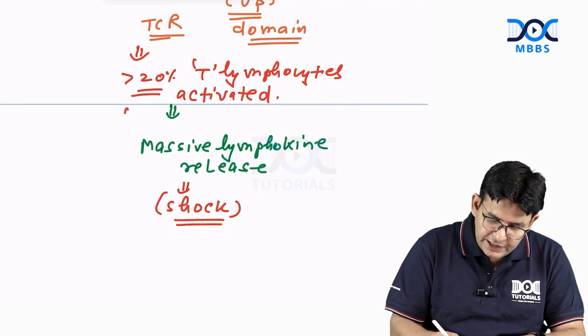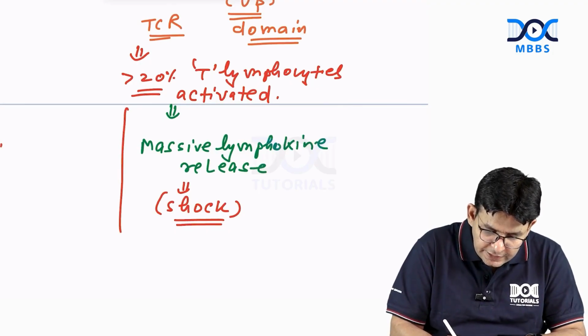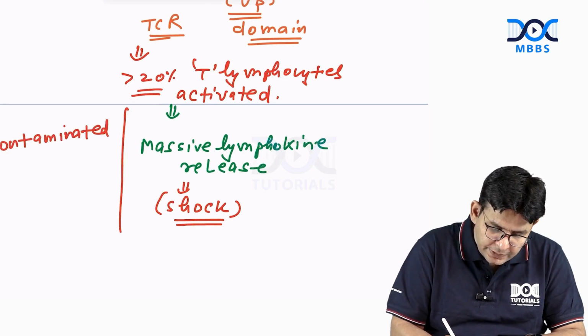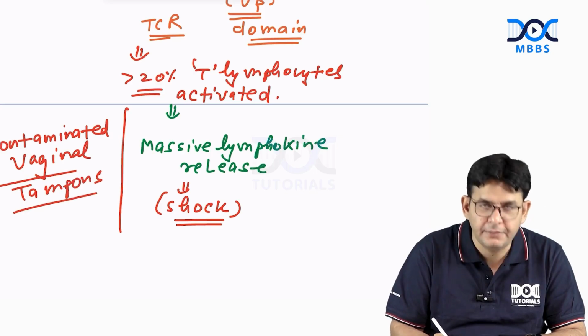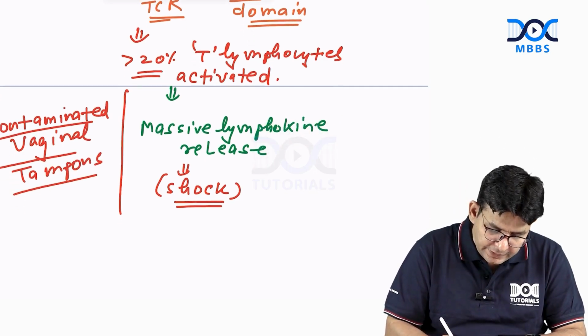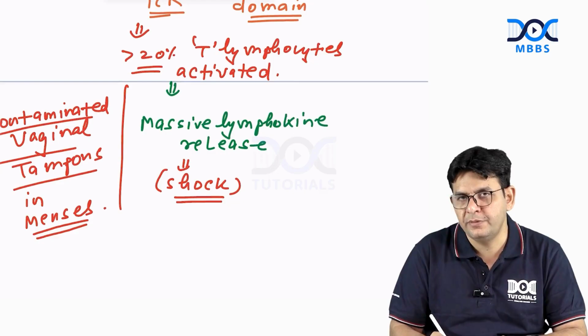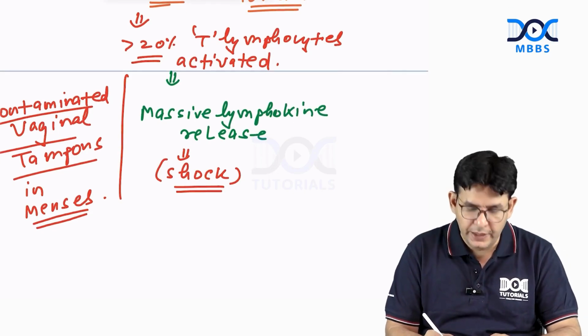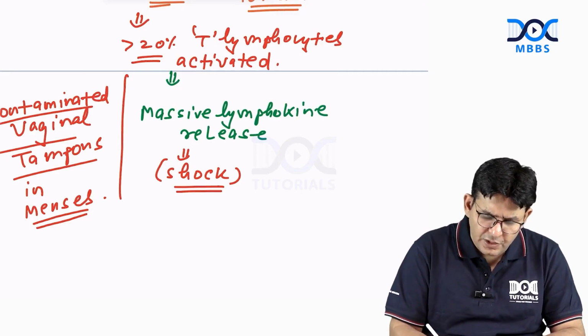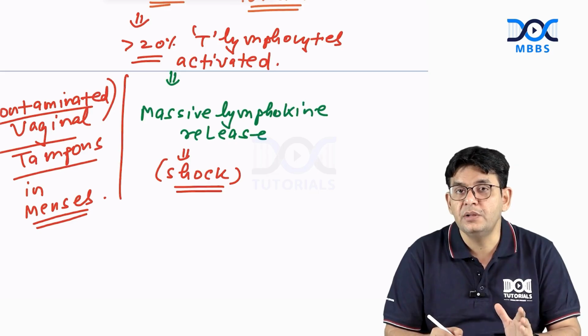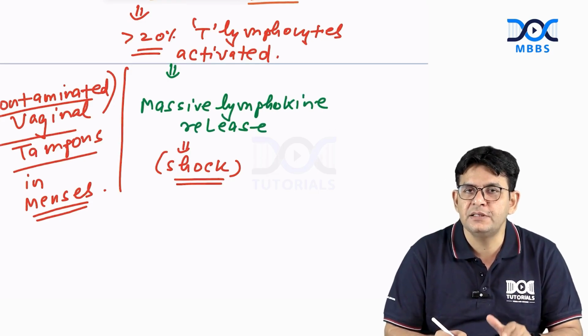Now, this question might come in your mind: this toxin comes from where? So, this toxin comes from usage of contaminated vaginal tampons. Okay, this ailment is said to be strongly associated with what? Contaminated vaginal tampons in menses. Okay, and this used to be very common before, but now very uncommon. So that's what we say, that this is not common nowadays, but still you should know which is the super antigen of the Staph aureus.